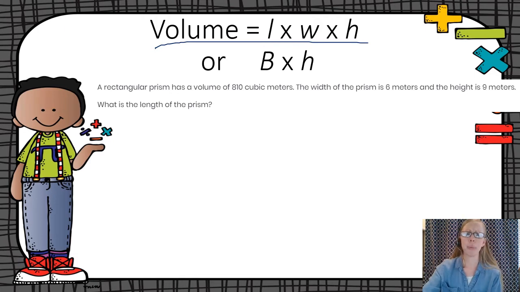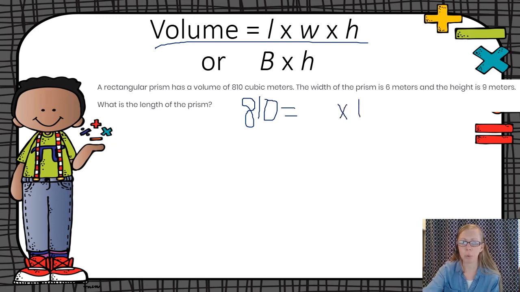Let's try that in this problem. A rectangular prism has a volume of 810 cubic meters. So I'm going to write down 810 as my volume and then see what other dimensions it gives me that I can put into my formula. The width of the prism is 6 meters. Okay, so I know that my width is 6 and the height is 9 meters. Okay, so times 9. What is the length of the prism?